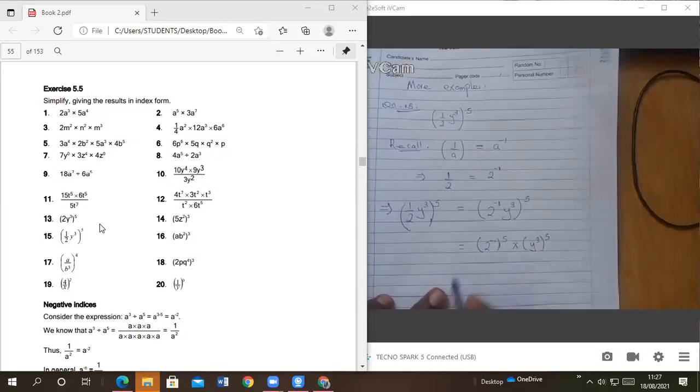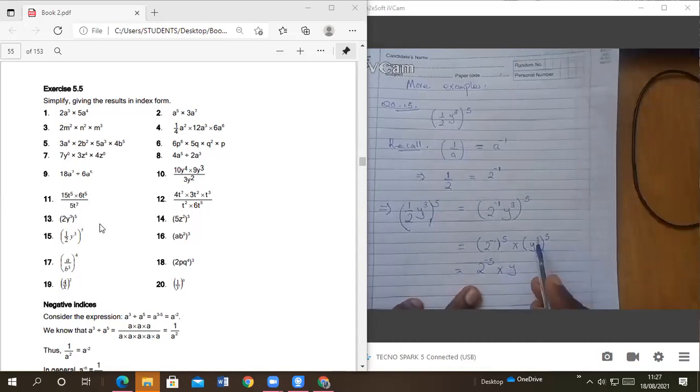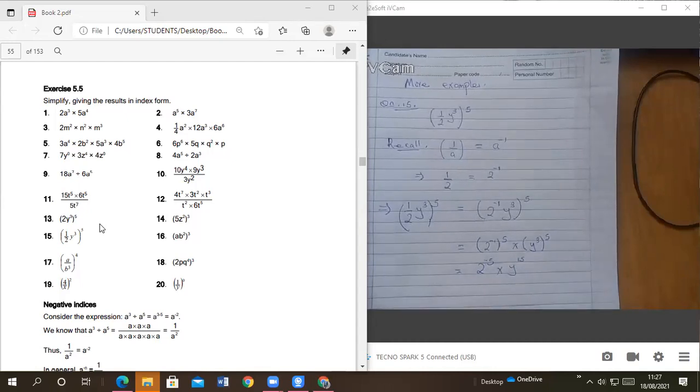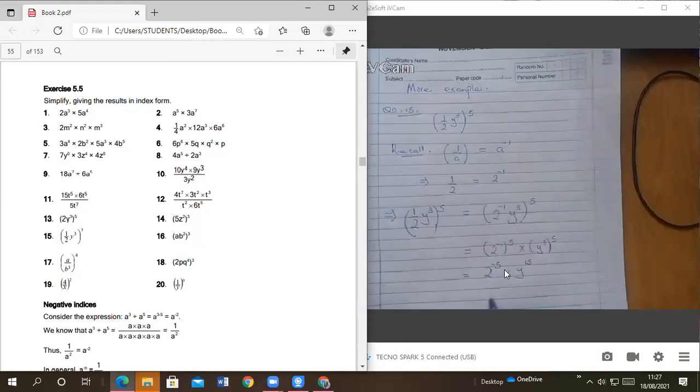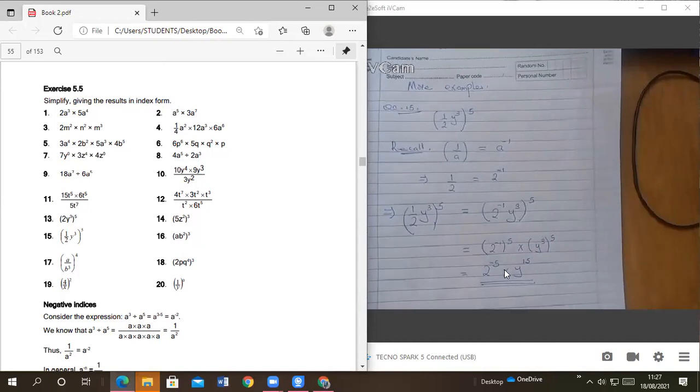So when we multiply this, what do we get? We shall get 2 to the power negative 1 times 5, which gives us negative 5, times y to the power 3 times 5, which gives us 15. Remember the question was leaving your answer in index form. So is there anything we do here? We leave it like that.